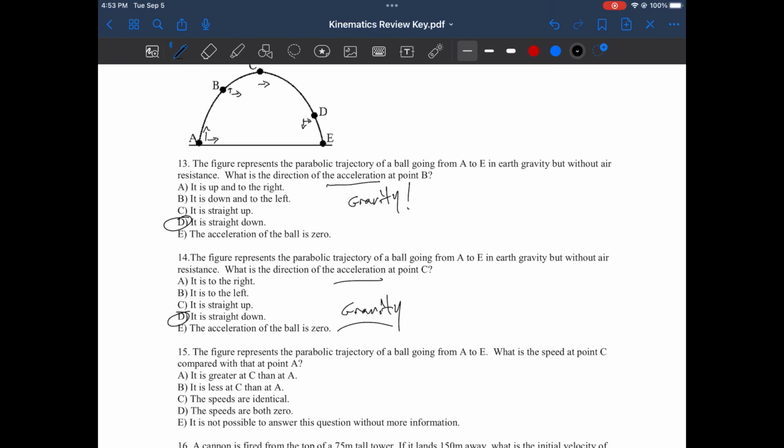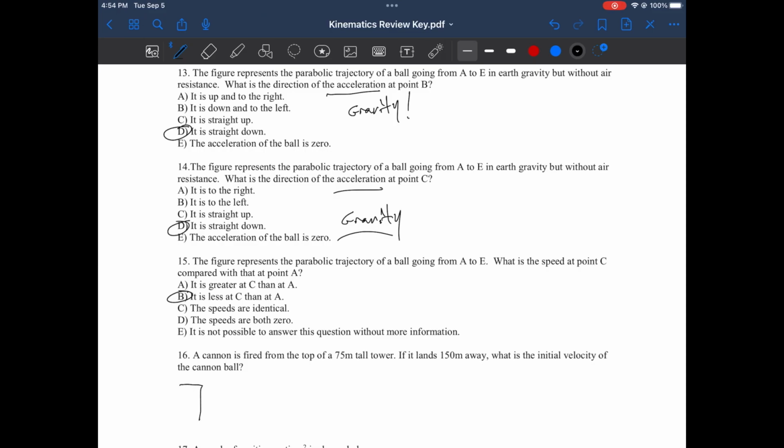So if we're making comparisons, C has less than A because they both share the exact same horizontal velocity, but A has a bonus of that upward velocity.